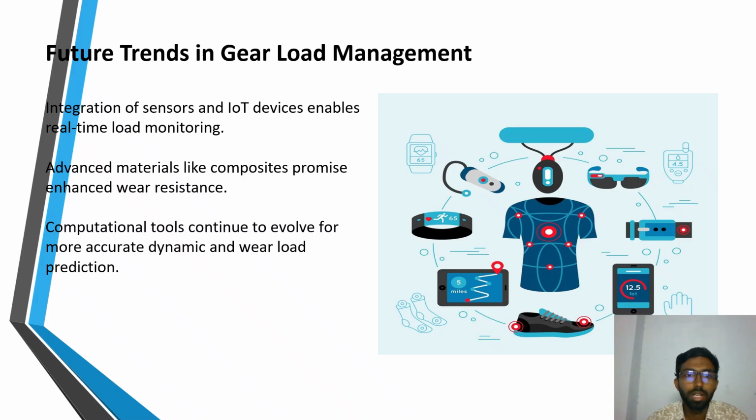Integration of sensors and IoT devices enables real-time load monitoring. Advanced materials like composites promise enhanced wear resistance. Computational tools continue to evolve for more accurate dynamic and wear load prediction. In future, a computer will control the systems, where all the sensors will work. In this figure, it shows where the sensors are monitoring.